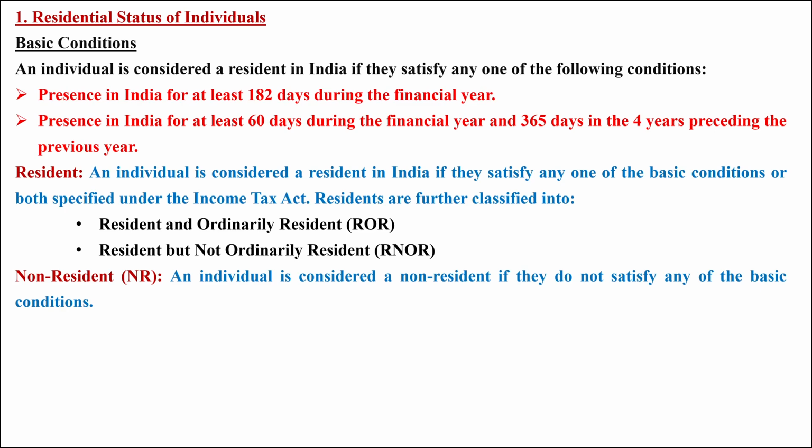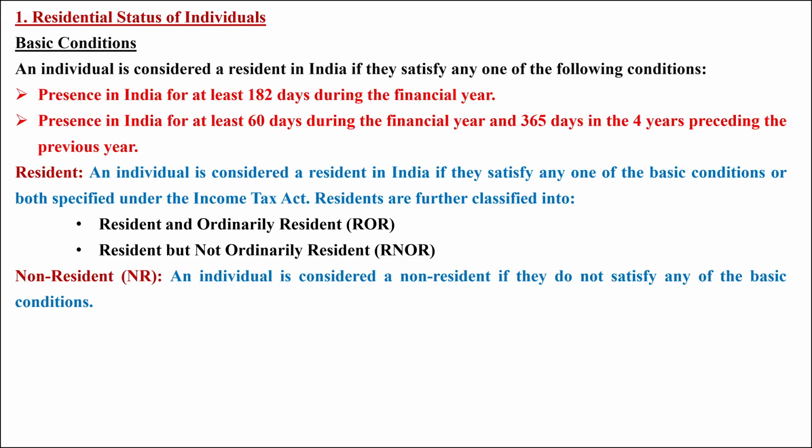So first we see the residential status of an individual. There are two basic conditions to fulfill for the residential status. First one is the person must stay in India at least 182 days during the financial year. And the second basic condition is he must stay in India at least 60 days during the financial year, and cumulatively 365 days in the 4 years preceding the previous year. These are the two basic conditions.